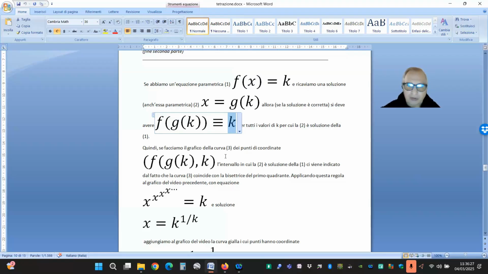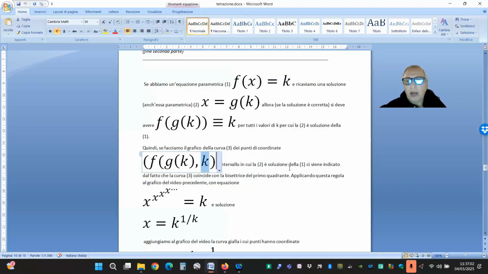So if truly g of k is the parametric solution of the equation, let's see what we can exploit this result for, and let's take the graph of a function. On one side we put f of g of k, and on the other k. What will we get from this curve? This curve is essentially the bisector of the first quadrant, if everything works, because it will have the x coordinates equal to the y coordinates.